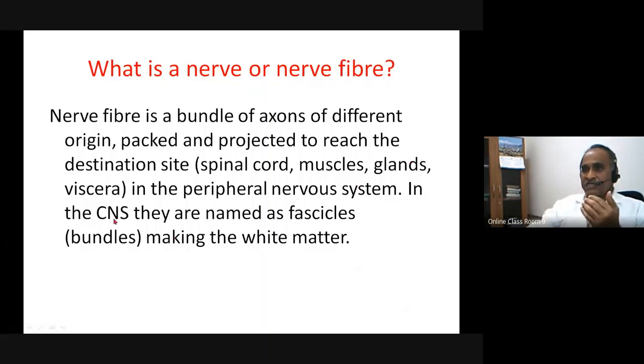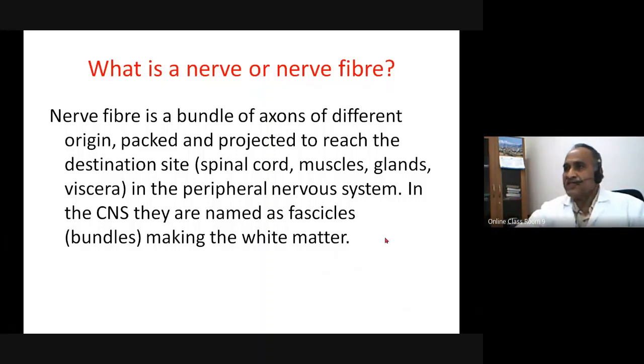In the case of the central nervous system, they are named fascicles or bundles that form the white matter. Just to give you an example, the medial lemniscus. The medial lemniscus is the bundle originating from the medulla reaching up to the thalamus. After crossing, the posterior column fibers form the medial lemniscus. It is a ribbon-like bundle ascending medially to reach the thalamus.